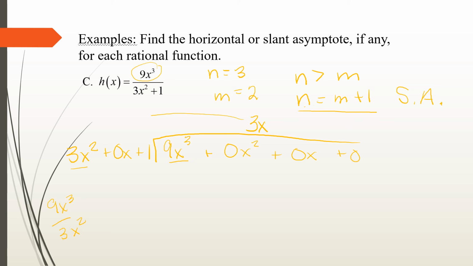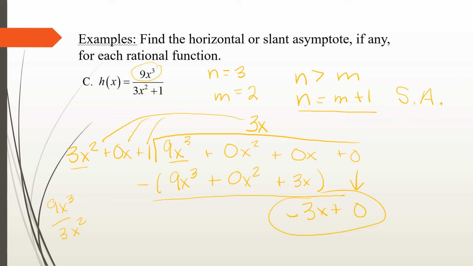So then I take that 3x and I multiply it by all the terms. So I get 3x times 3x squared is 9x cubed. 3x times 0x is 0x squared. And 3x times 1 is 3x. And then I'm going to subtract all of that. 9x cubed minus 9x cubed is 0. 0x squared minus 0x squared is 0. 0x minus 3x is negative 3x. We're going to drop down the 0. And this is our remainder because 3x squared doesn't go into negative 3x.